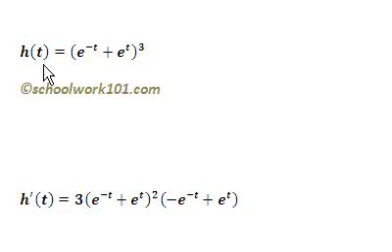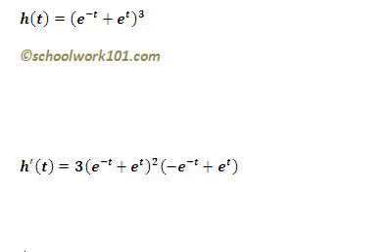Alright, let's look at this one here. We've got h of t is equal to, in parentheses, e to the negative t plus e to the t. So we take the 3, bring it out front, rewrite everything in parentheses, subtracting 1 from the exponent, and then we take the derivative of e to the negative t. The derivative of negative t is just negative 1, and then we just rewrite the whole thing, plus, and the derivative of e to the t is just e to the t. And we're just going to leave it at that.